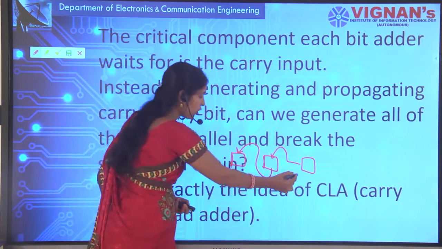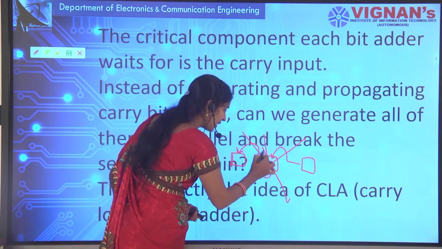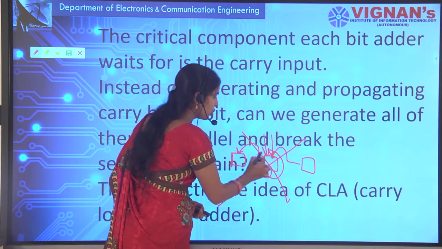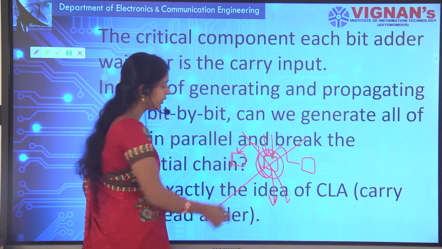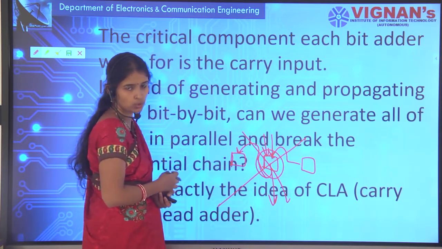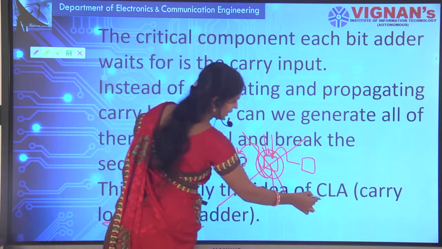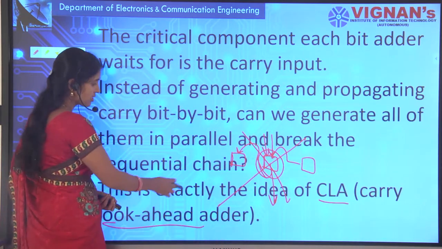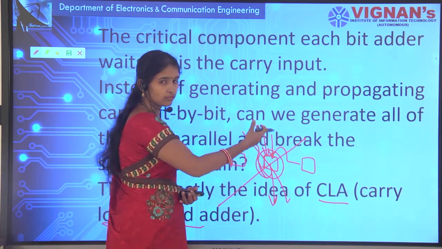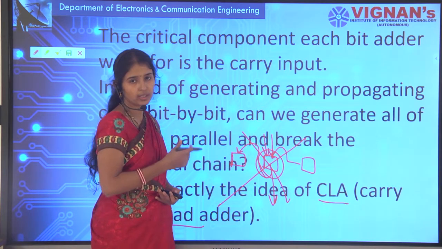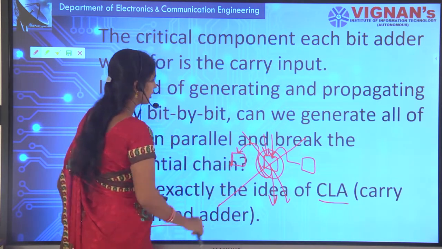So instead of all this chain, can I break the chain so that I can generate a carry on its own? If this circuit can generate a carry of its own, it need not wait for another circuit to give its inputs. That is the idea of the carry look ahead adder. Yes, this is exactly the idea of the carry look ahead adder, where it breaks the chain of propagating the carry. The carry has to be propagated to the higher order bit, and that idea was broken by the carry look ahead adder.